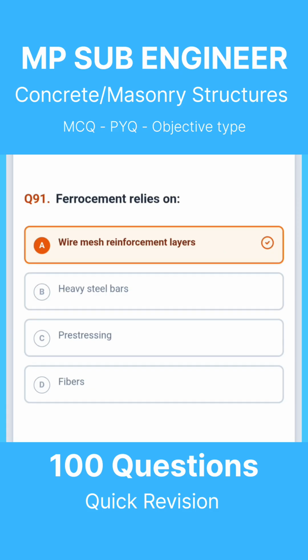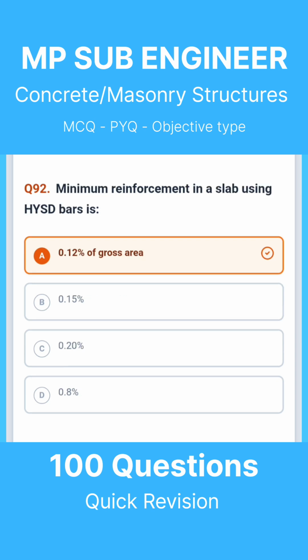Question 91. Ferrocement relies on. The correct answer is wire mesh reinforcement layers. Question 92. Minimum reinforcement in a slab using HYSD bars is. The correct answer is 0.12% of gross area.